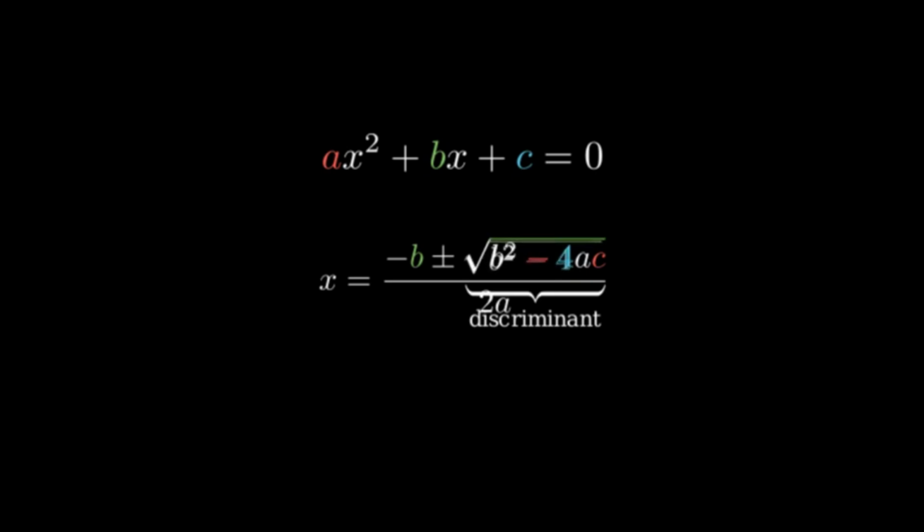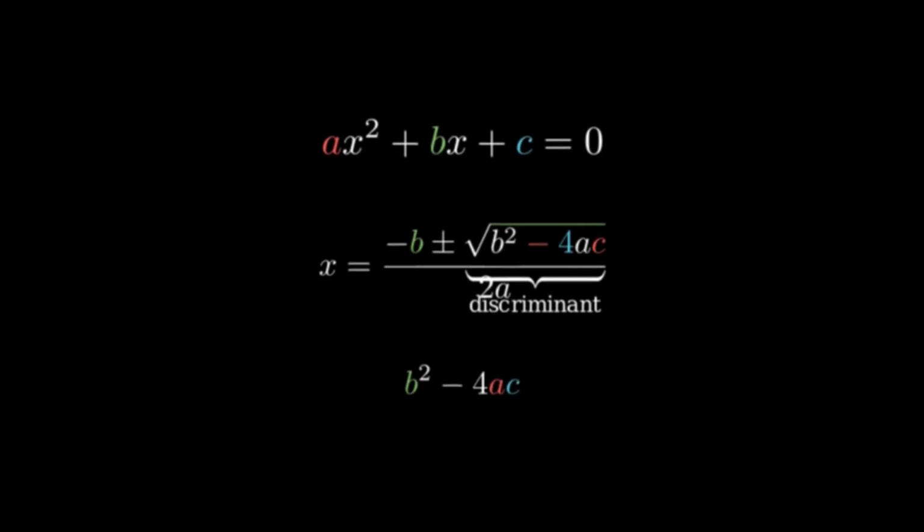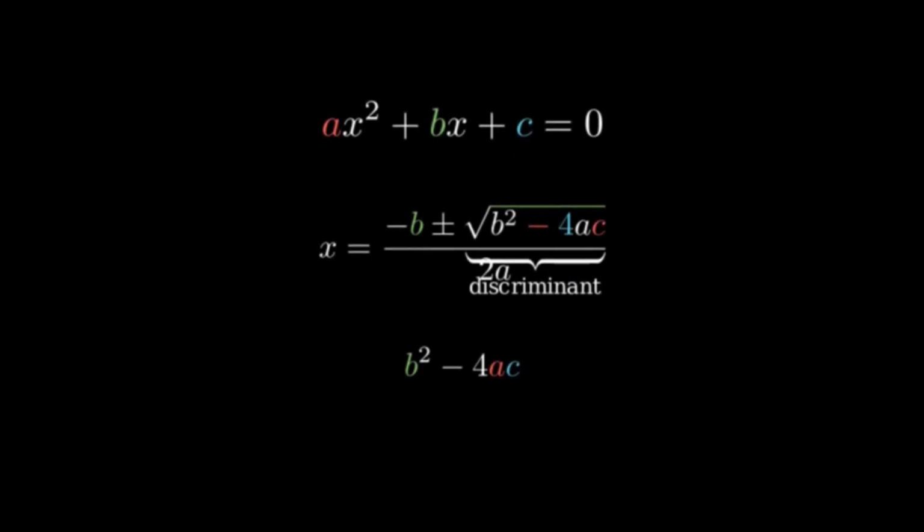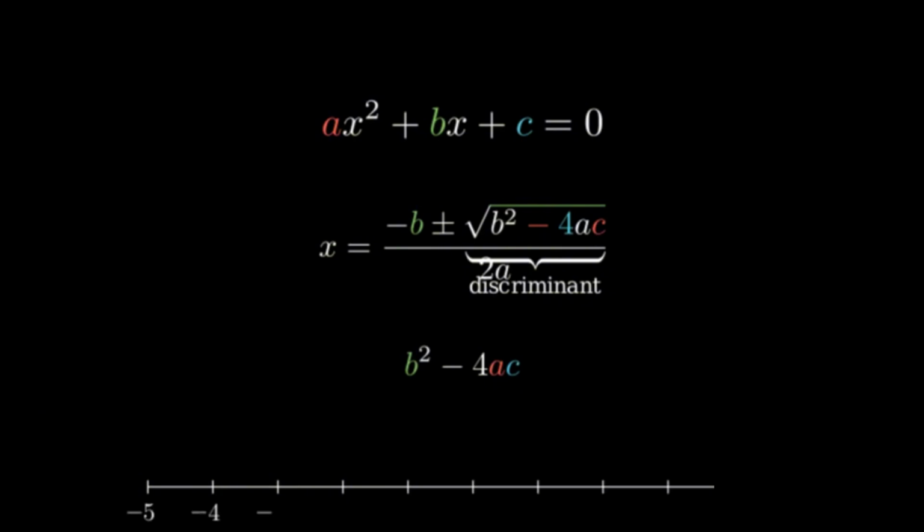The expression under the square root, b squared minus 4ac, is called the discriminant. It plays a crucial role in determining not just how many solutions we'll have, but what type of numbers those solutions will be. The discriminant is like a detective that tells us about the solutions before we even compute them fully. Let's look at how its value affects the nature of our solutions.